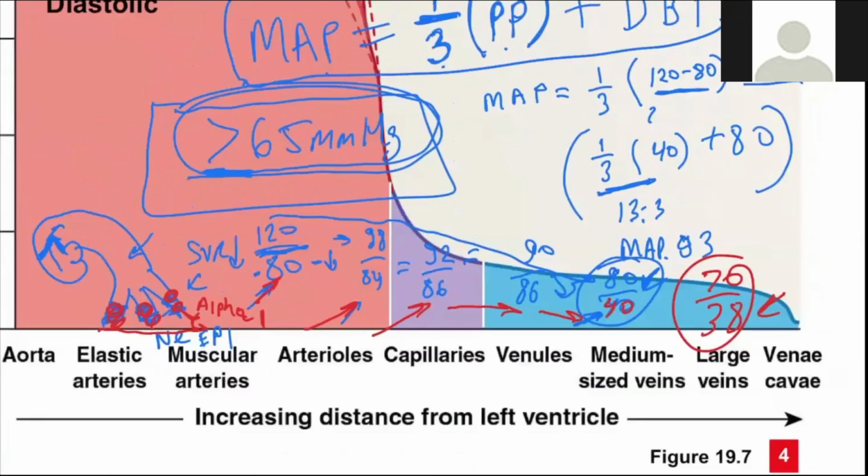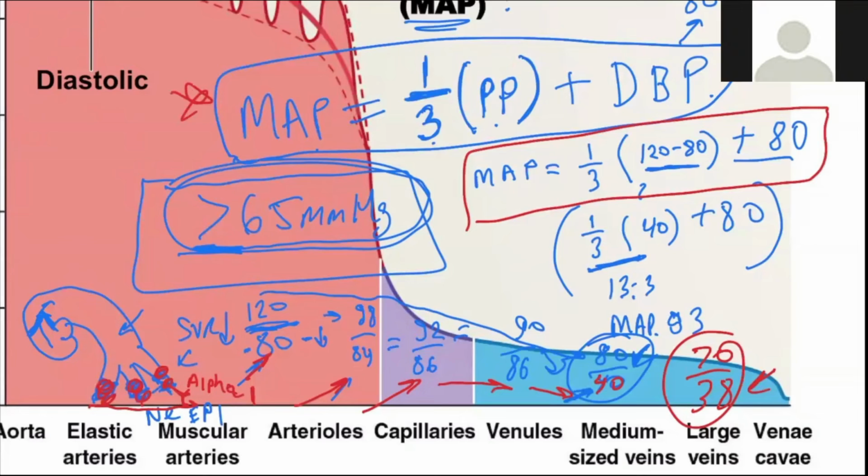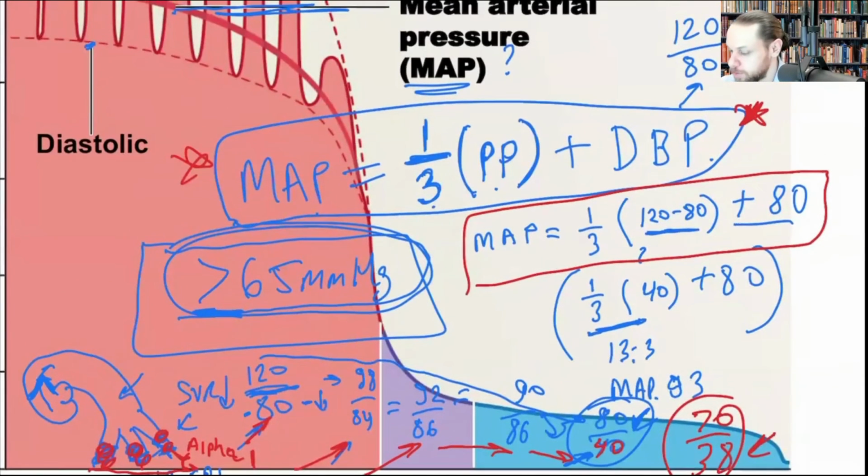Yeah. So make sure you know how to work this formula. So pulse pressure, all this means is systolic blood pressure minus diastolic blood pressure.